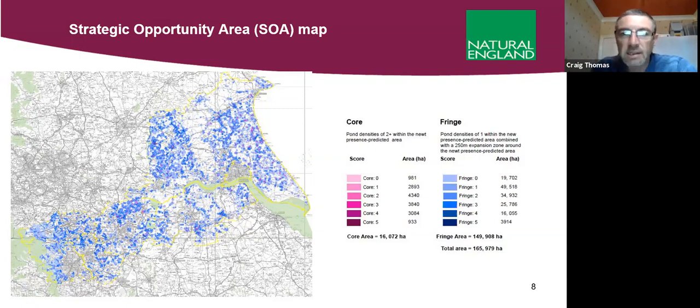And how they're ranked is the combinations of habitat types present in any given location. So where arable is present, you get a negative variable. Where grassland and woodland are present, you get a positive. And you put in all of those variables into the model, and it comes up with this map. And the greater the number of positive attributes, that determines where the core SOA areas are.